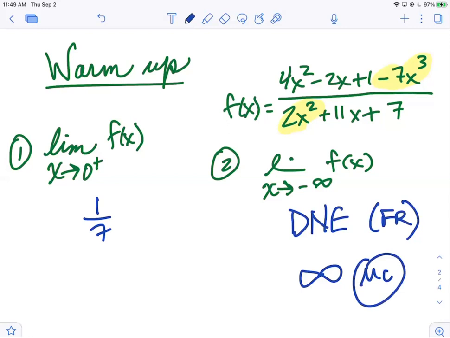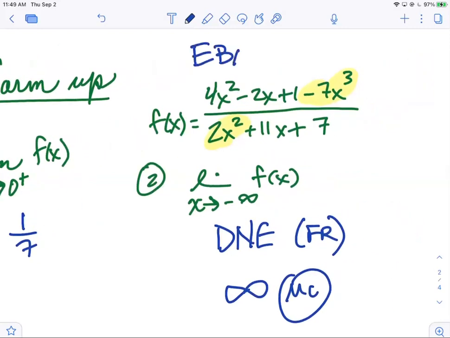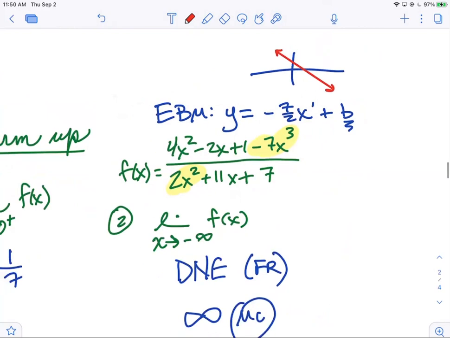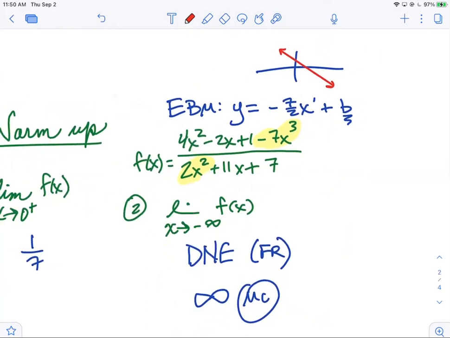Remember, the other thing you could do is to look at the end behavior model, which I always just say y equals. If you were to simplify the leading terms, negative 7x cubed over 2x squared, you'd get negative 7 halves x to the first, right? And then, of course, there would be some y-intercept here, but that's not important to know the end behavior, because negative 7 halves x to the first is a line that looks like this, right? It's a negative slope. So if you want to know what f of x is doing as we go out to the left, just look at the end behavior model, which is a line with a negative slope. So it goes up to infinity, so does f of x. Okay, cool.